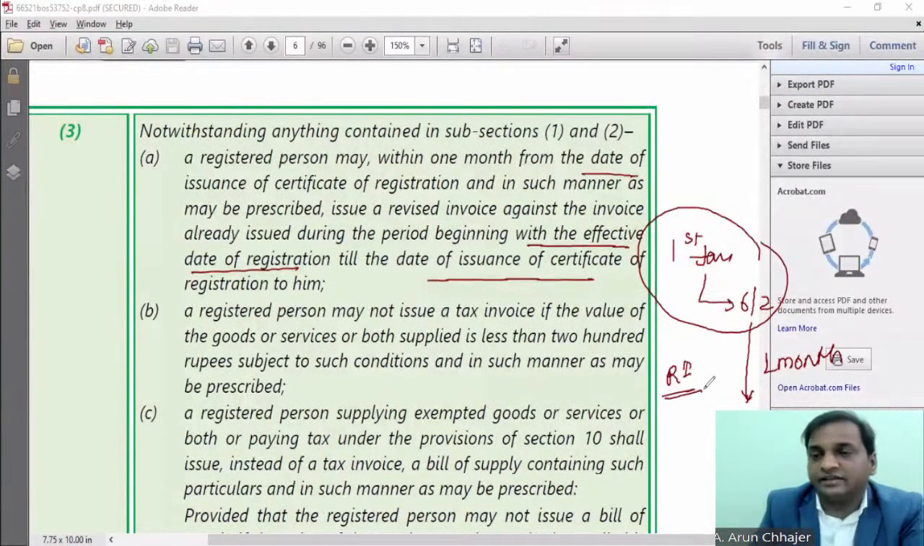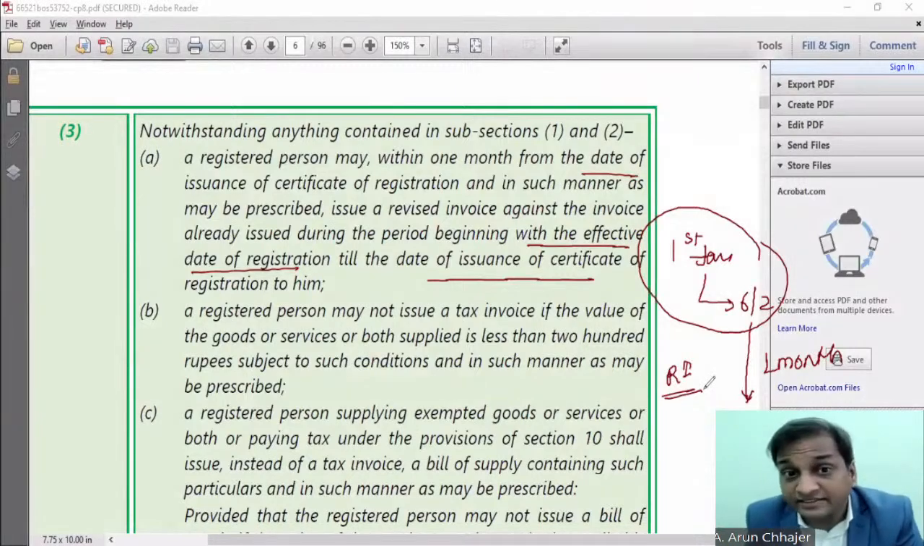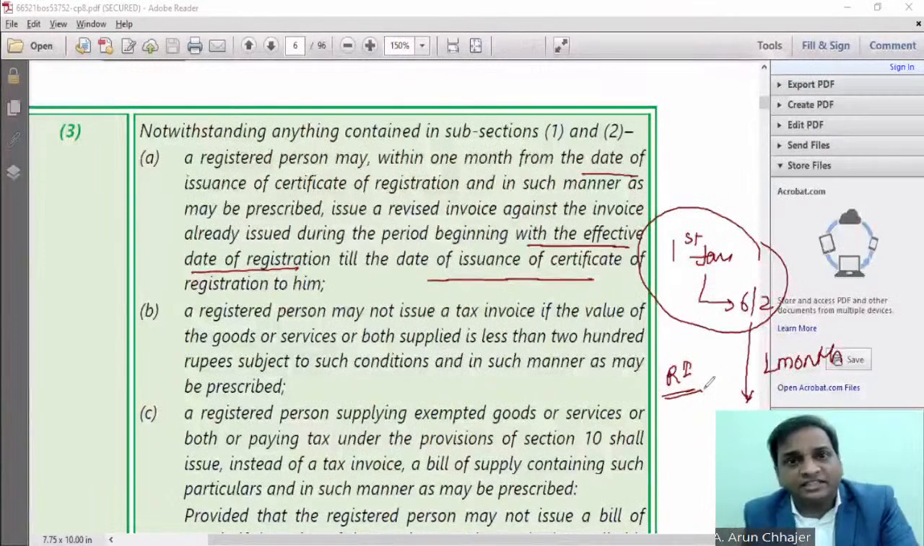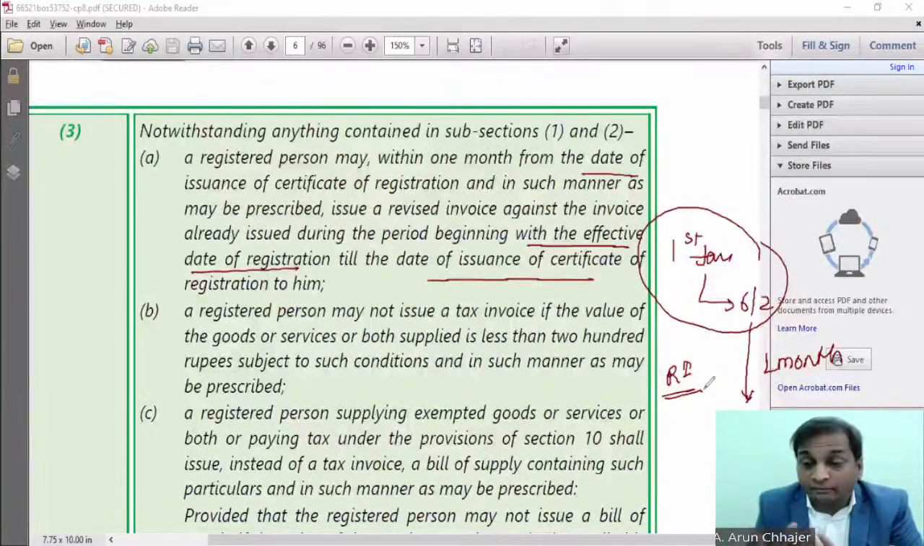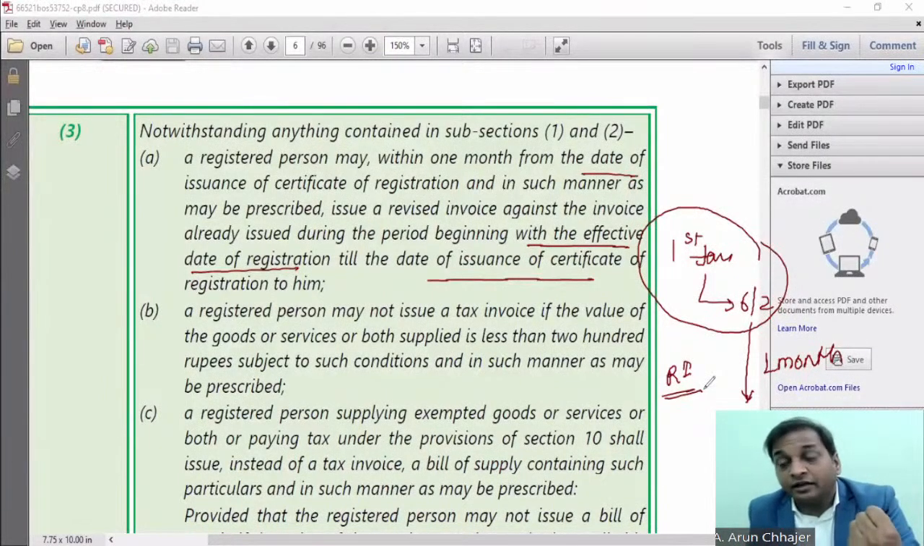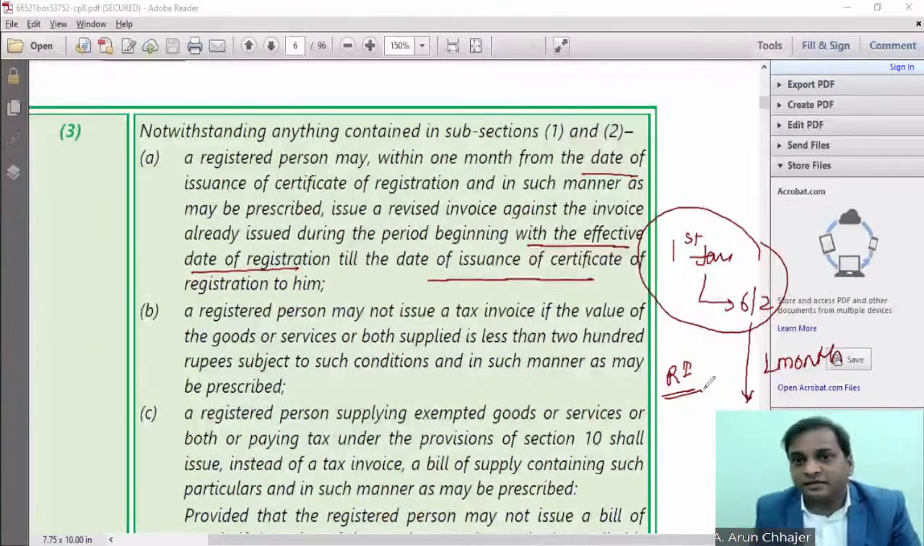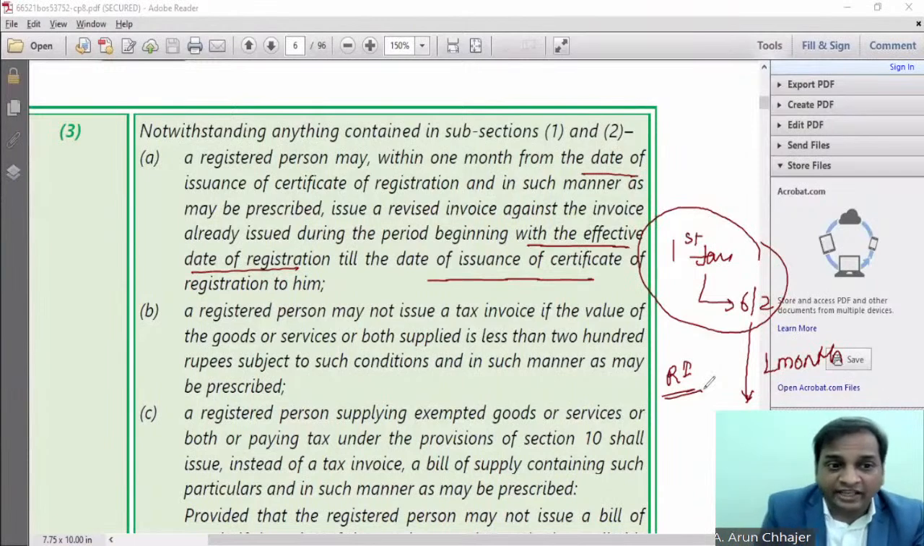Sir, why will I issue the revised invoice? Because my customer will have the invoice which is not prescribed, which will not have the components prescribed in rule 46. Supplier invoice number and GST number have to be there. But in that period, I do not have any GST number. So my invoice would not contain the GST number or other particulars. Therefore, I will issue the revised invoice.